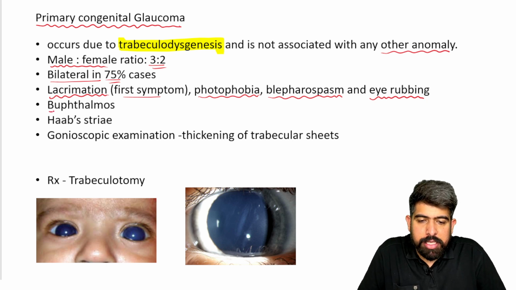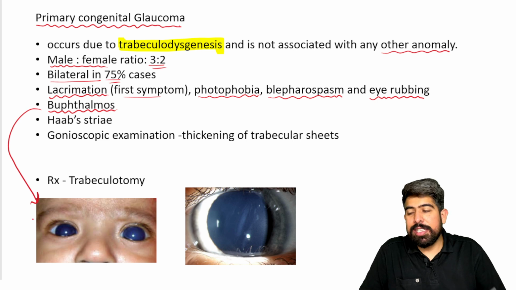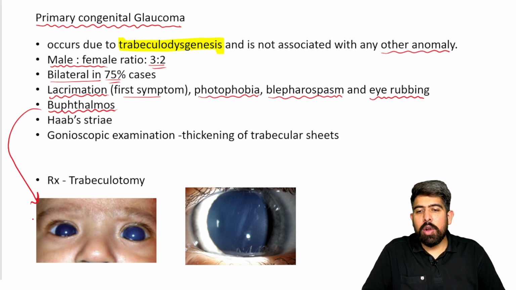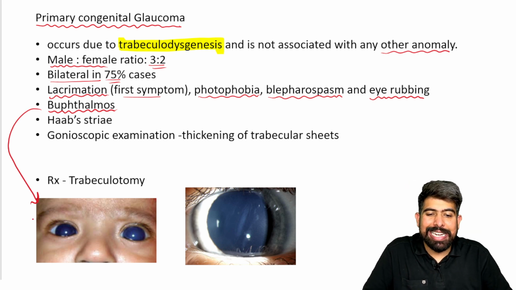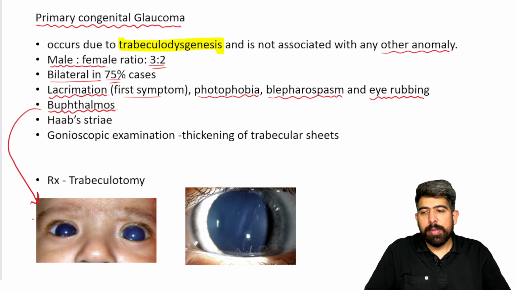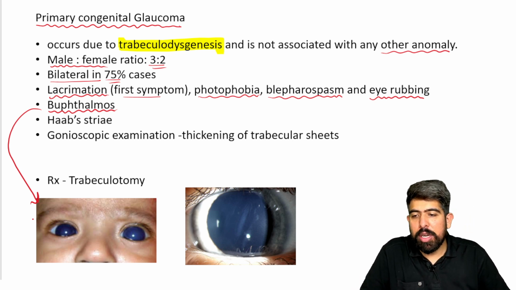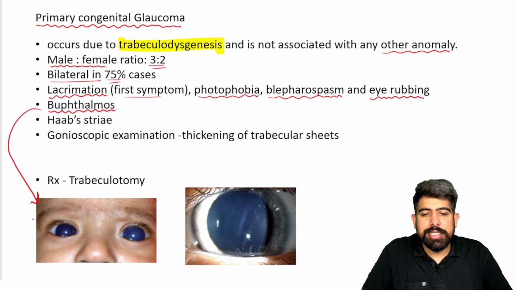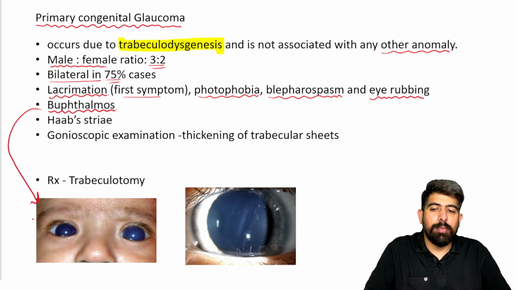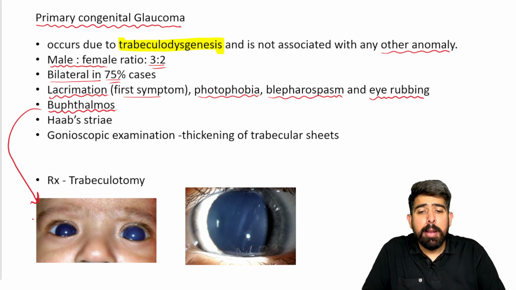The next is the sign. The sign is buphthalmos. What does buphthalmos mean? This happens due to the increased intraocular pressure. The size of the cornea increases and it gets clouded, which means corneal edema also occurs. So the eyes look very big with a bluish coloration. It looks like a bull's eye, and this is known as buphthalmos.